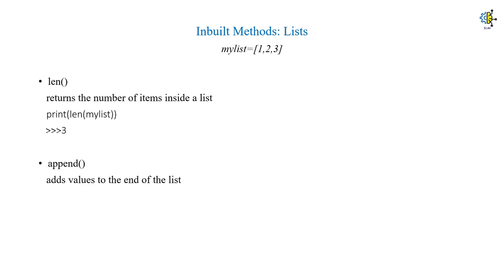The append method adds values to the end of the list. So, if I say MyList.append(4) and print my list, the output would be 1, 2, 3, 4. So you can see that the append method has added the value 4 to the end of the existing list.